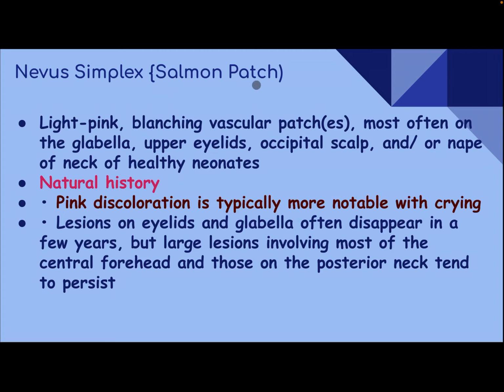Nevus simplex, salmon patch: light pink, blanching vascular patch or patches, most often on the glabella, upper eyelid, occipital scalp, and/or nape of the neck of a healthy neonate. Natural history: pink discoloration is typically more notable with crying. Lesions on the eyelid and glabella often disappear in a few years, but large lesions involving most of the central forehead and those on the posterior neck tend to persist.